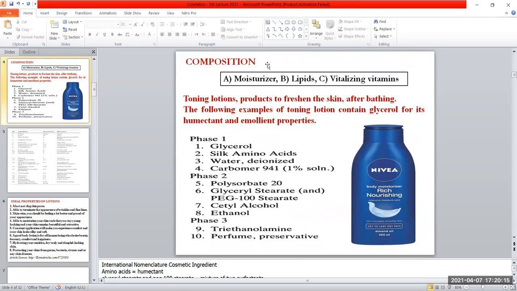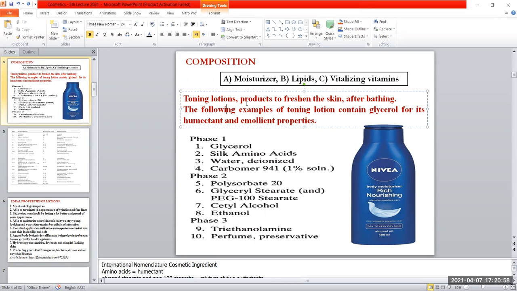But what is the composition of a lotion? A lotion can consist of moisturizer, lipids, and vitamins. We have a type called toning lotion. Toning lotion is like the toners in the market that refresh the skin, nourishing it or giving it the required components the skin needs, for example vitalizing vitamins, or the moisturizer to maintain its moisture content, and also lipids, because they form a layer on the skin to prevent excessive water loss from the inner skin layers.